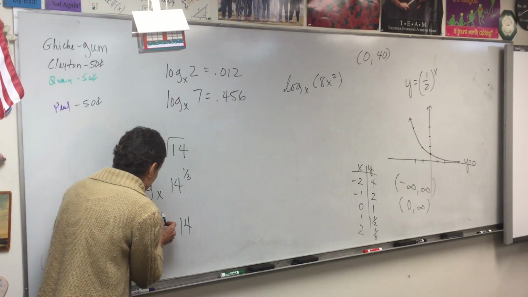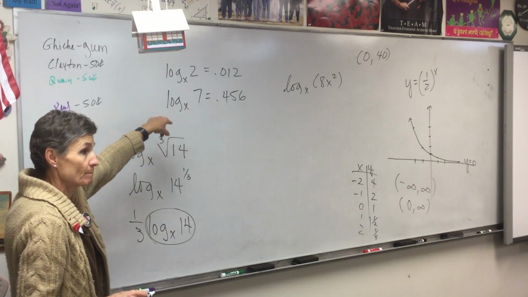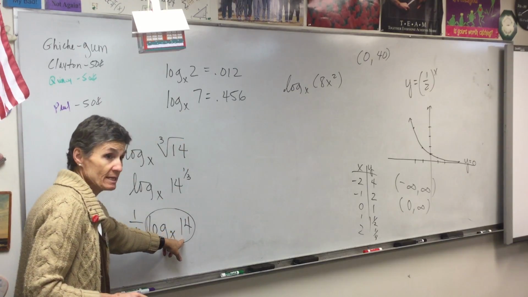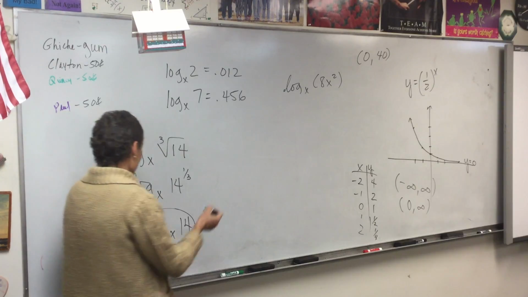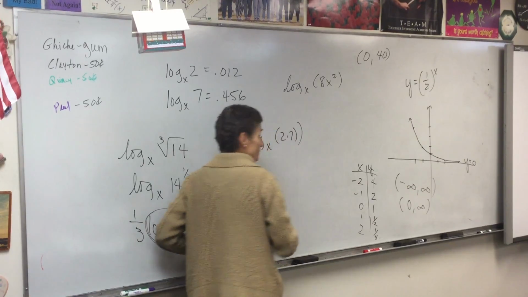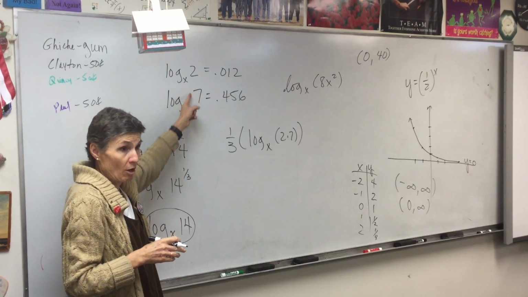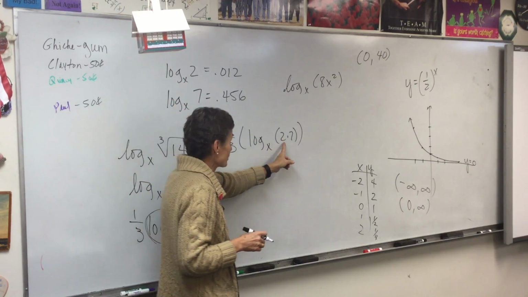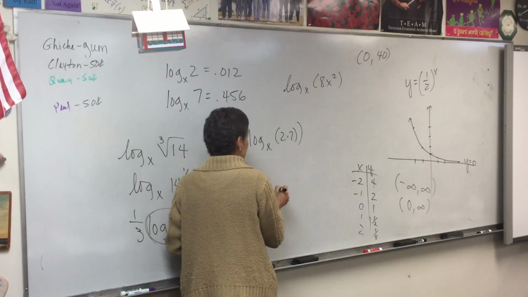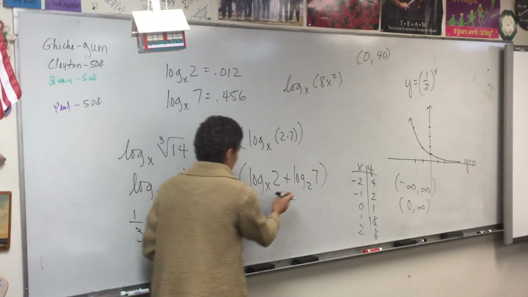Now, did they give me, or do I have the log of 14? Was that given to me up there? No. But I can break 14 down, right? If I break 14 down, I can think of it as 2 times 7. And if I want to pull that apart so that I have my separate logarithms, what am I going to do to them? Since the 2 and the 7 have been multiplied, when I pull it apart, it'll come apart as an addition. The log of 2 plus the log of 7.